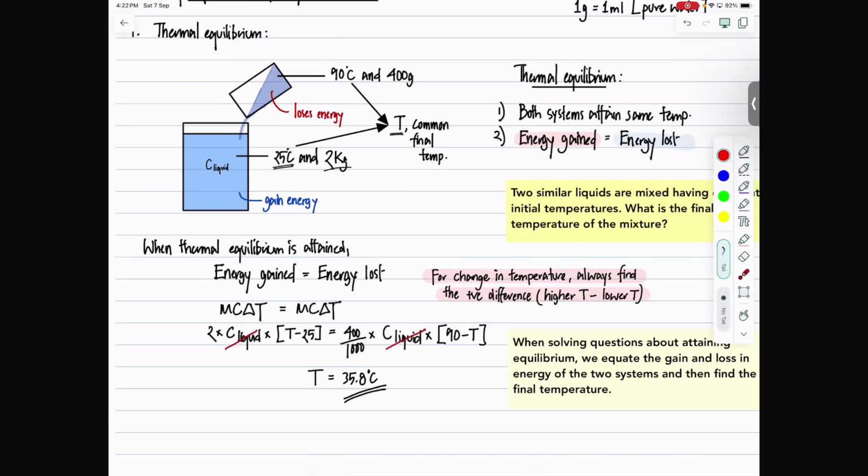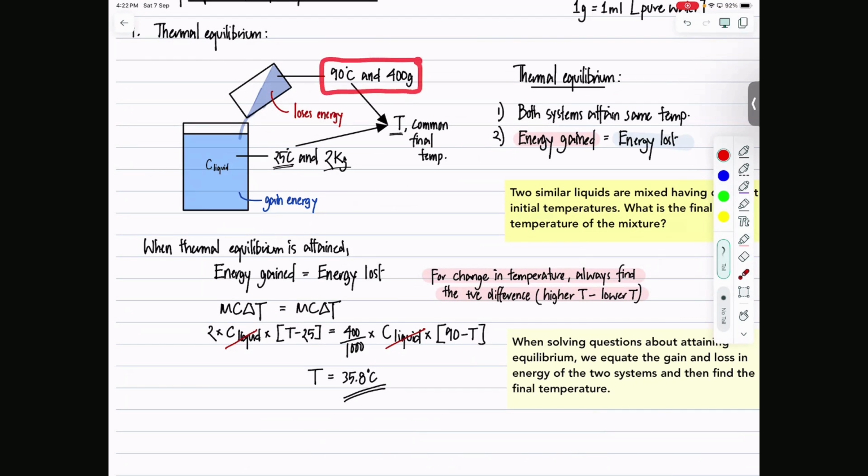So we're taking something that is 90 degrees and 400 grams and mixing it with 25 degrees, 2 kg. So imagine you have a bucket of water and you're pouring a glass of hot water into it. That's basically it, right? So if your bucket of water is 25 degrees Celsius, if you pour boiling water into it, what's the final temperature that you get, right? So how do you solve this thing?